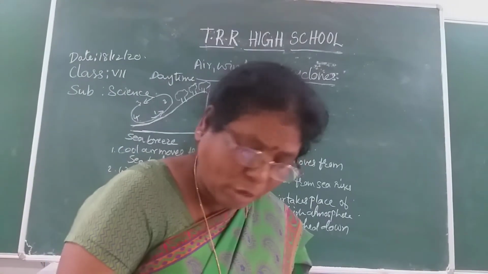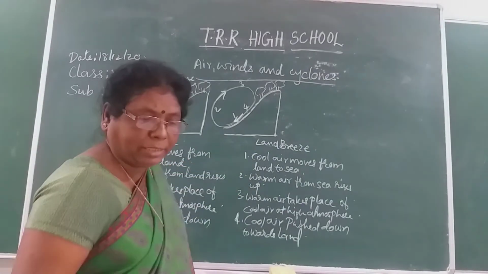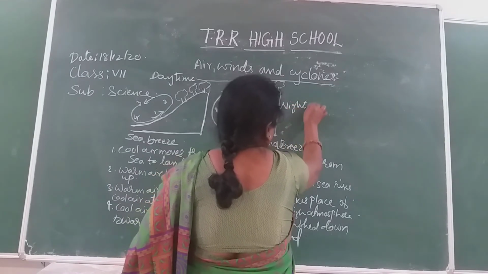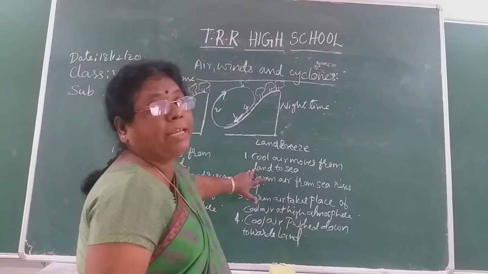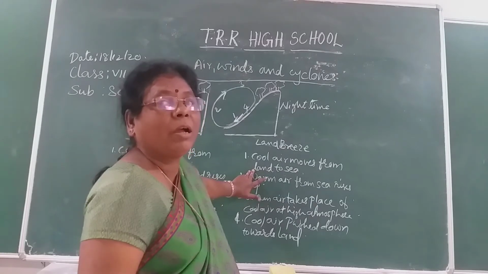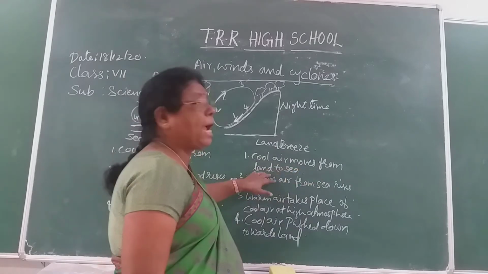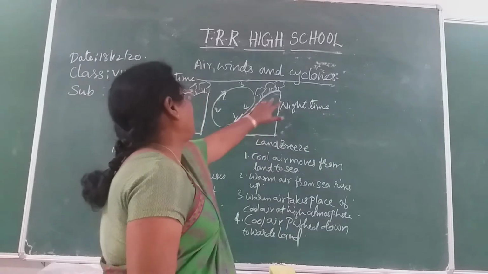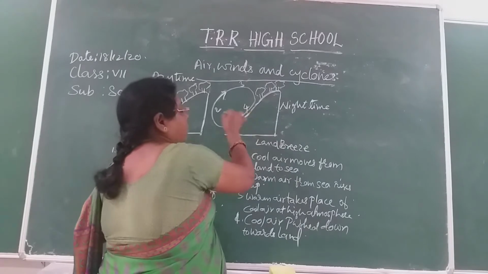Now in the same way, a land breeze takes place during the night. At night, what happens? The land cools faster, isn't it? And the cool air moves from the land towards the sea. Land towards the sea. You are seeing the arrow mark. See the arrow mark.